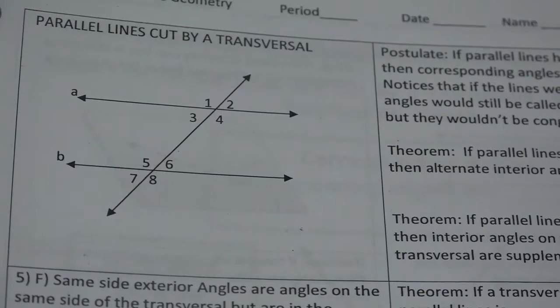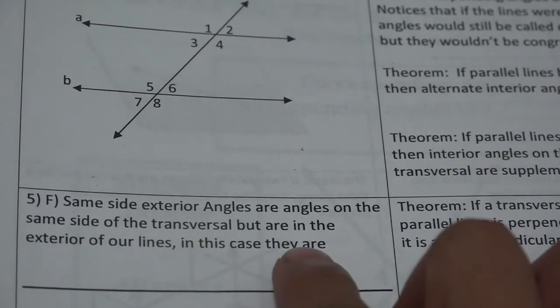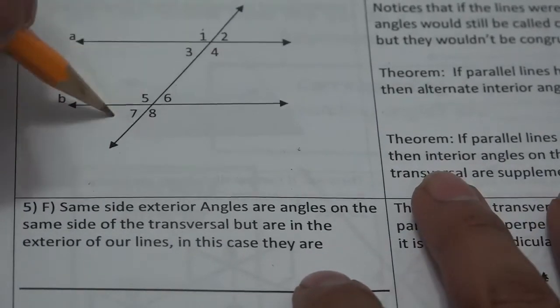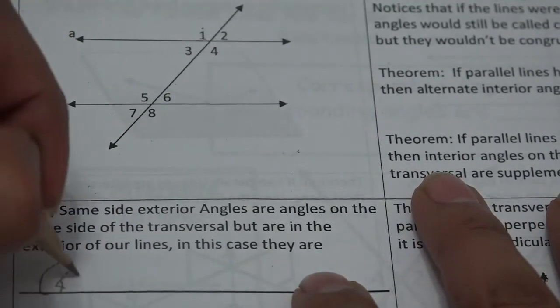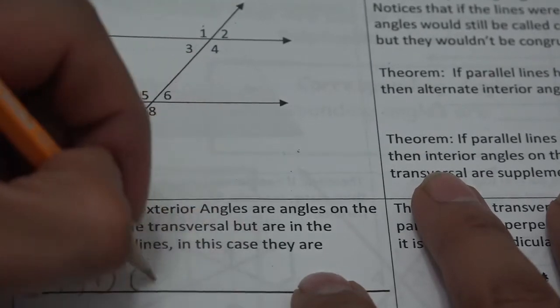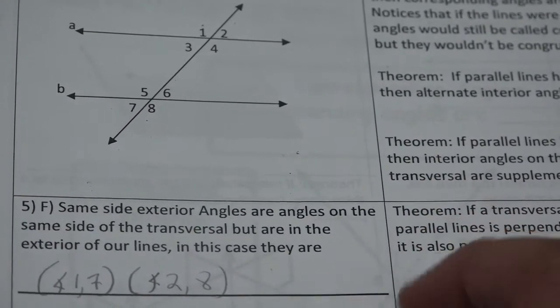Same side exterior angles are angles on the same side of the transversal but are in the exterior of our lines. In this case, they are, well, 1 and 7. What else? 2 and 8. And that's it. Same side exterior angles.